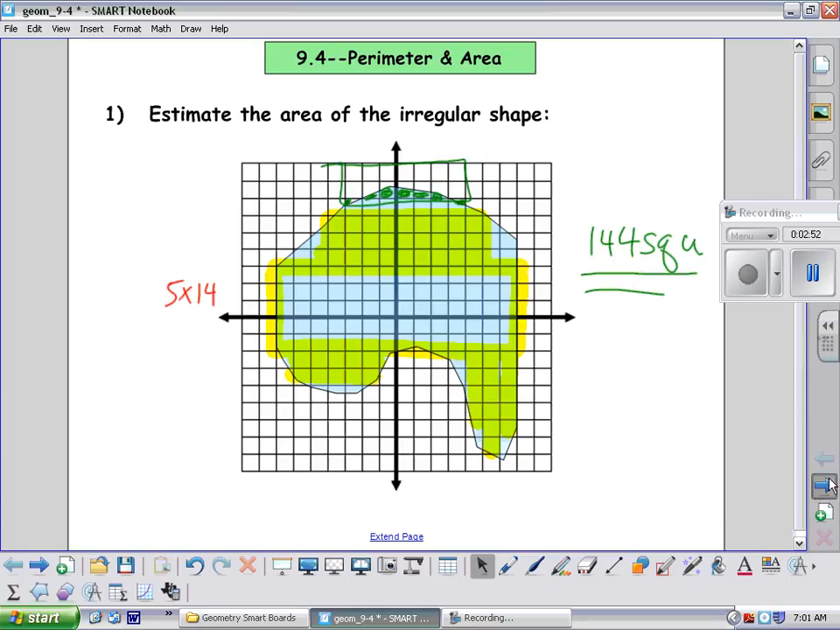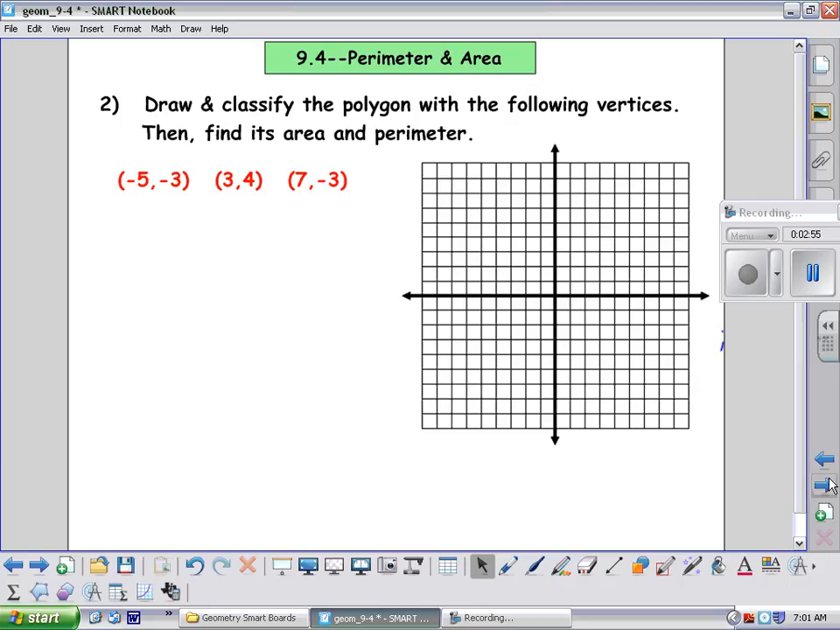Okay, let's look at perimeter and area of this one. We've got a triangle here, probably, because there's 3 points. Yep, so it's a triangle. So -5, -3. Let's plot the point. 1, 2, 3, 4, 5, -3. Okay, and 3, 4, plot the point. And over here quickly, 7 and -3.